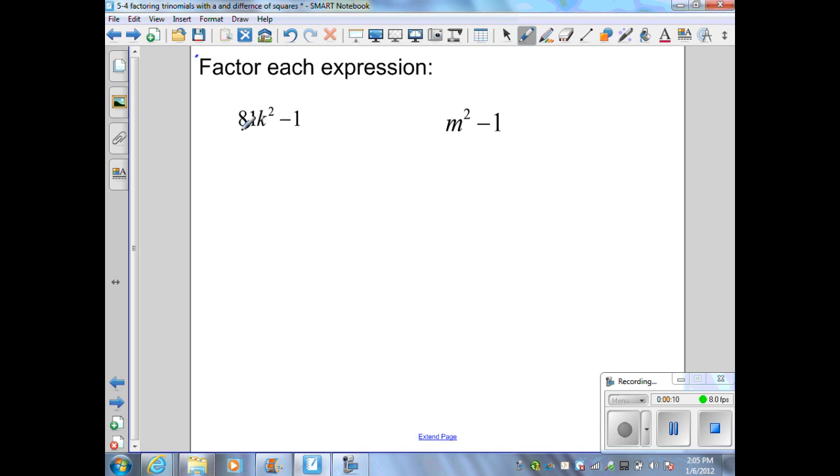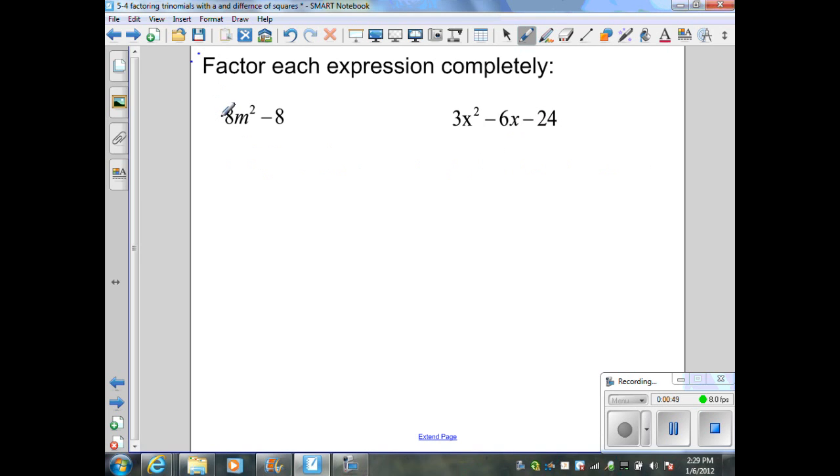Again, difference of two squares, 81k squared minus 1, both perfect squares. Therefore, the product of two factors, I set up two sets of parentheses. 81k squared breaks up into 9k, 9k. 1, of course, is a perfect square. That's 1 and 1. And my symbols are plus, minus. Here, m squared minus 1. Again, difference of two squares. Two sets of parentheses for the product of factors, m squared breaks up into m times m. 1, again, perfect square, 1 and 1. Symbols plus, minus.